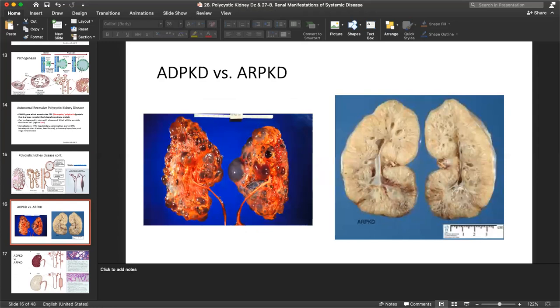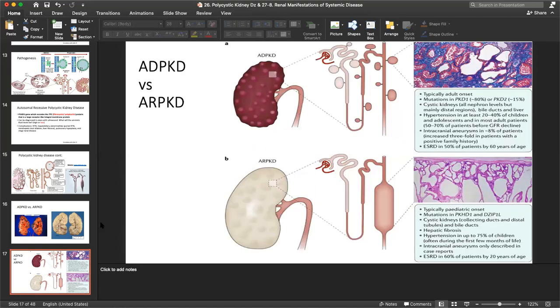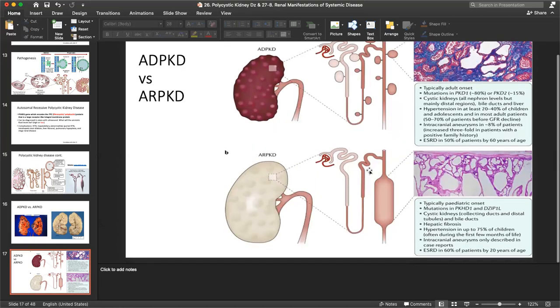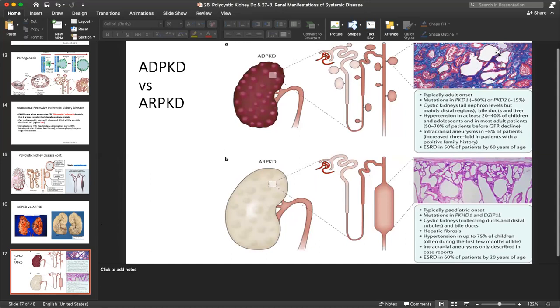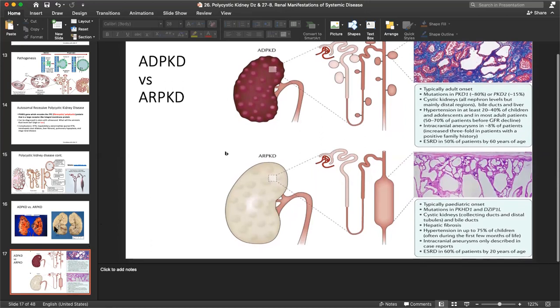So looking at pictures, here is ADPKD versus ARPKD. I think that this looks more like lots of cysts, and this kind of looks like lines. This is just looking at it again. So it's adult onset big cysts, and these I still think kind of look like lines, if it was zoomed out a little bit more.